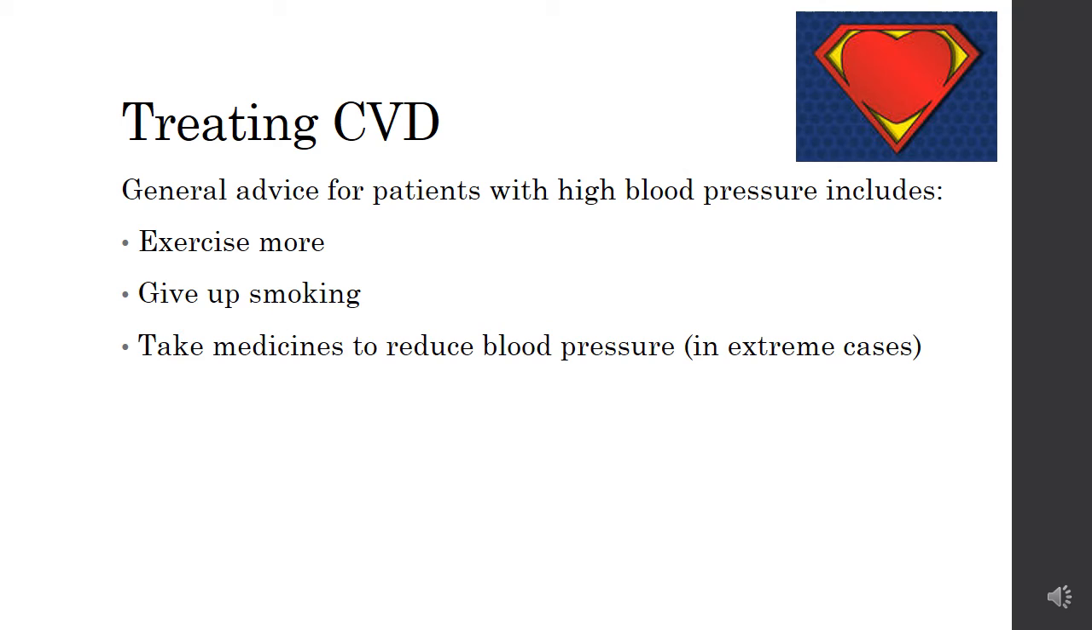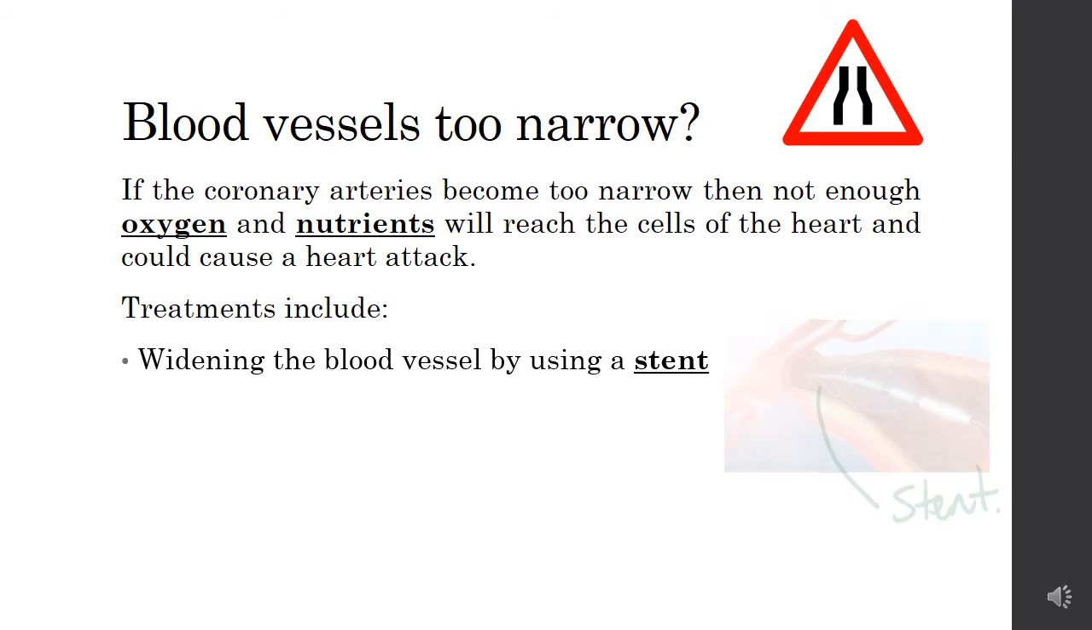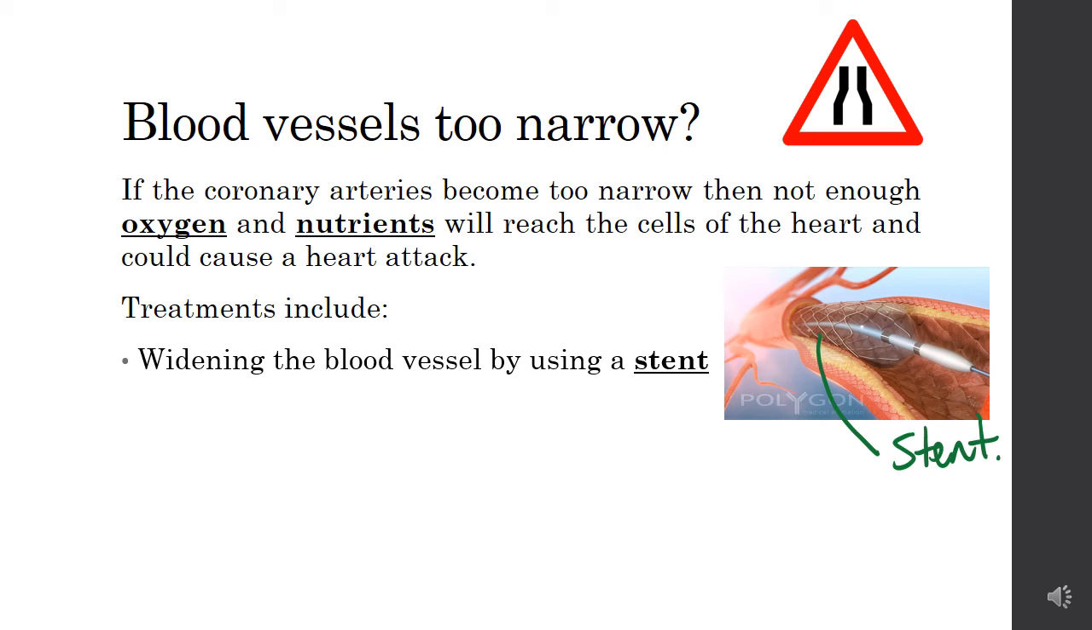The treatments of cardiovascular disease will include exercising more, giving up smoking, or taking medicines to reduce blood pressure in extreme cases. If our blood vessels are too narrow, especially the coronary arteries, then not enough oxygen and nutrients will reach the cells of the heart, and this could cause a heart attack. The treatments include widening the blood vessel by using a stent. A stent is a device, like a metal cage, which is inserted into the artery. A balloon is inflated within the artery to push out on the stent, and then the stent becomes a scaffolding. The stent widens the artery and allows more blood to flow, and this decreases the blood pressure.